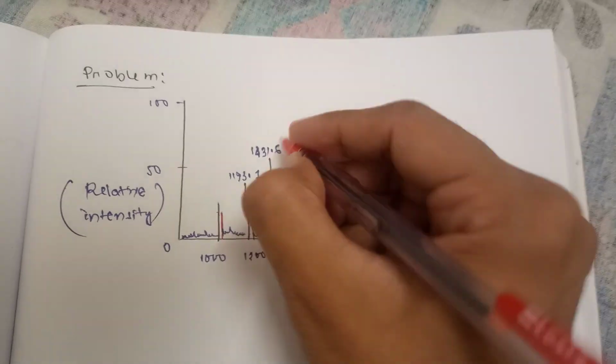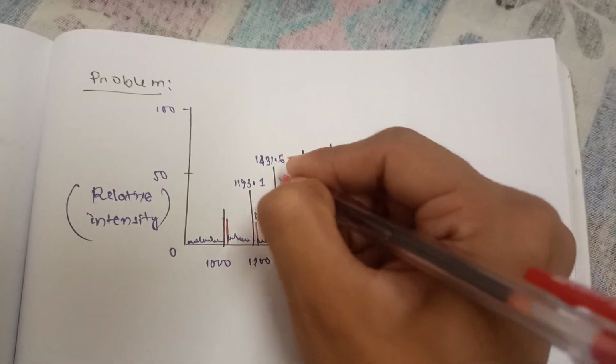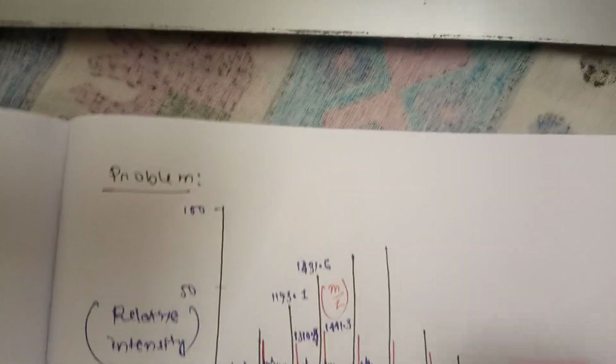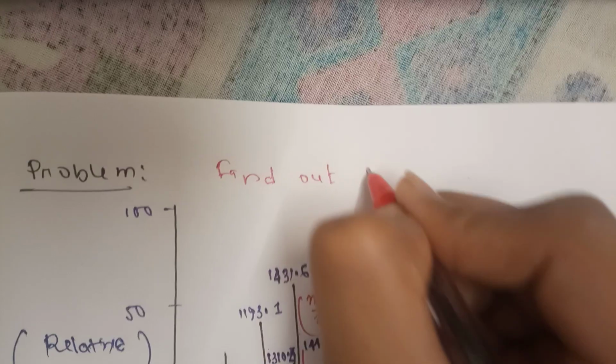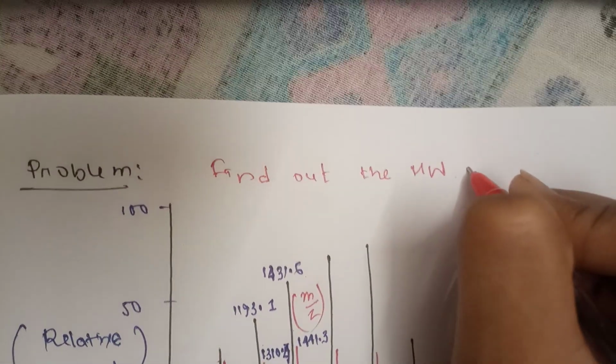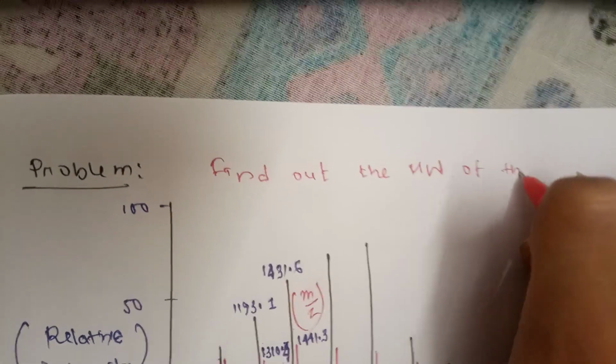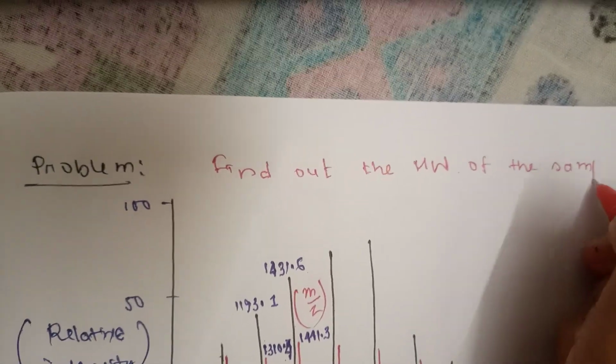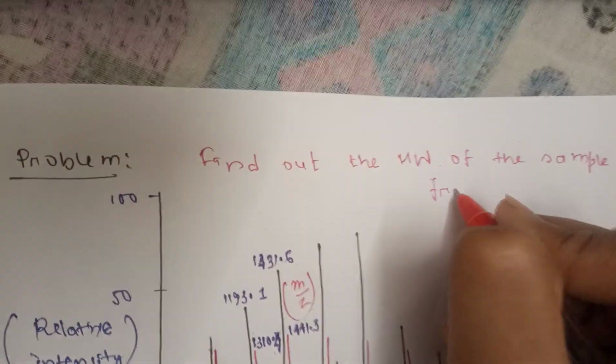These are the values of m/z, right? Now the question will be: find out the molecular weight of the sample from this mass spectrum.